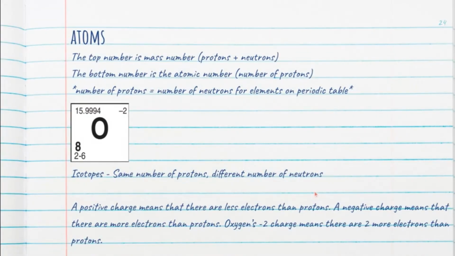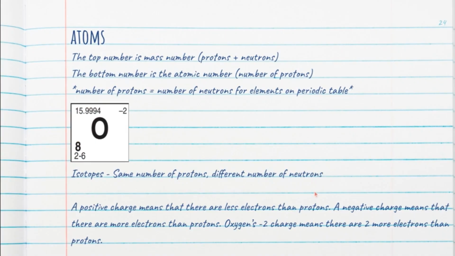Talking about atoms, on the periodic table, the top number is the mass number, so it's the amount of protons and neutrons. The bottom number, which for oxygen is 8, is the atomic number, which is the number of protons. The number of protons is equal to the number of electrons for elements on the periodic table. Isotopes have the same number of protons but different numbers of neutrons.